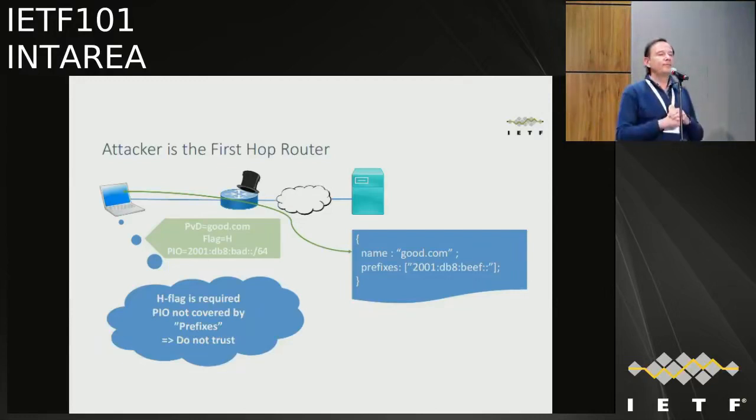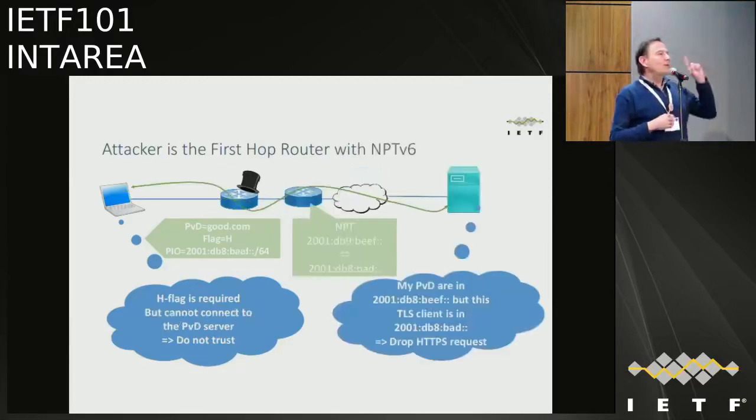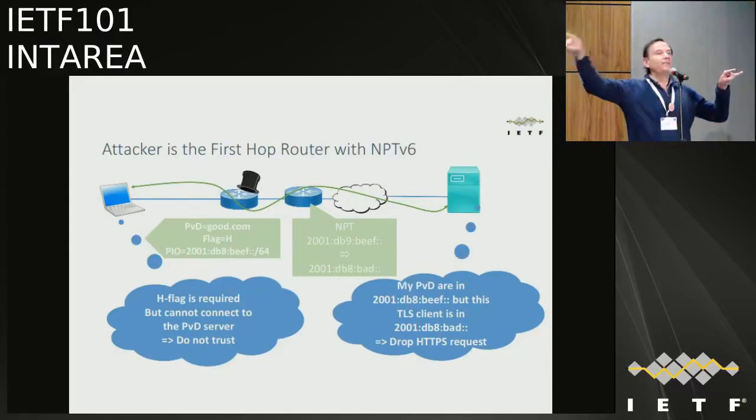Next slide. So now I am sending, again, a hotspot. I am sending you the array, good.com. The flag is still there. Now I'm using the right IPv6 address, the right PIO. I'm fetching the JSON file, and indeed it would match, right? Because the router in the middle is doing NPT, and nothing is between the real good prefix, beef, and the bad one that is used by the attacker.